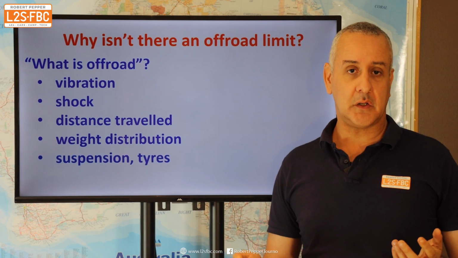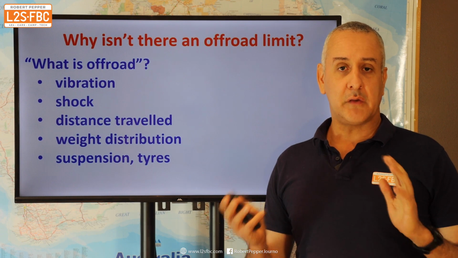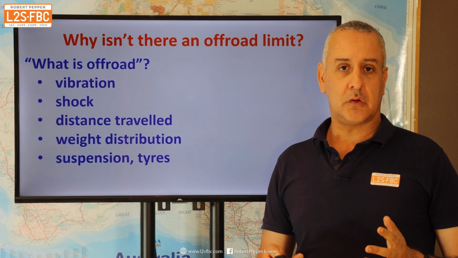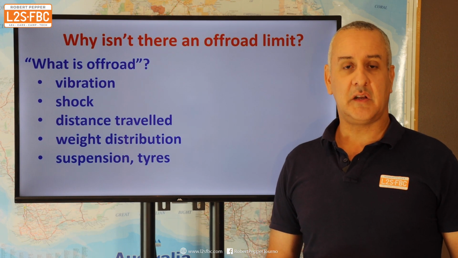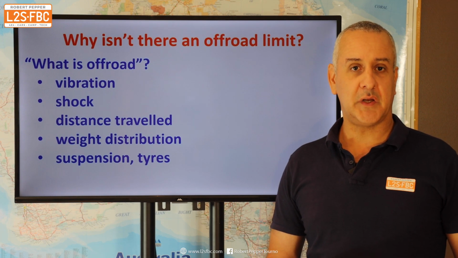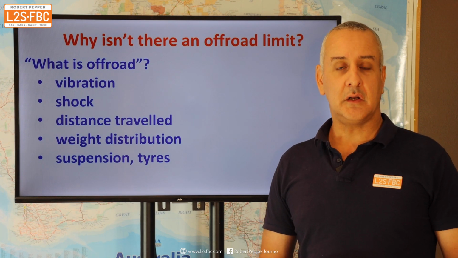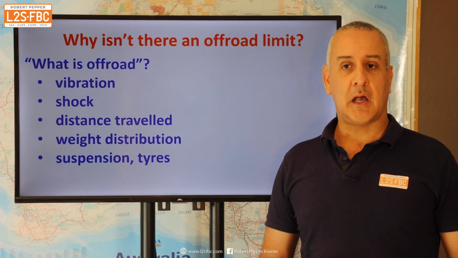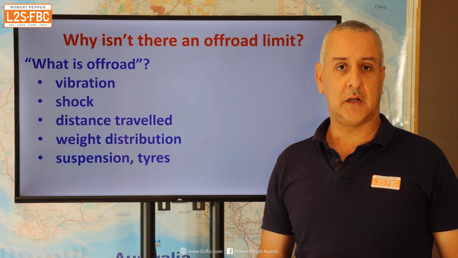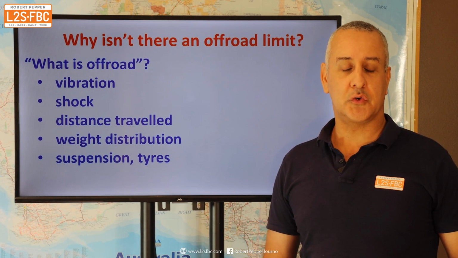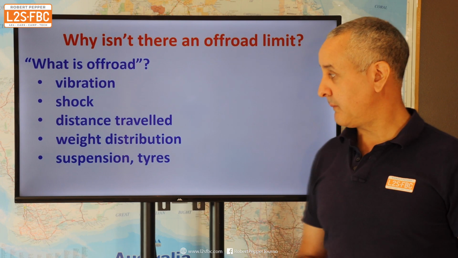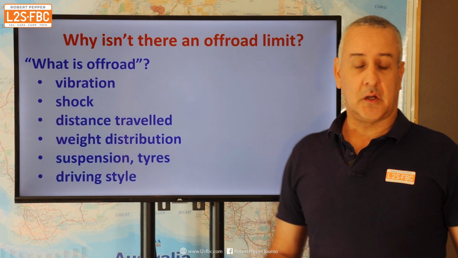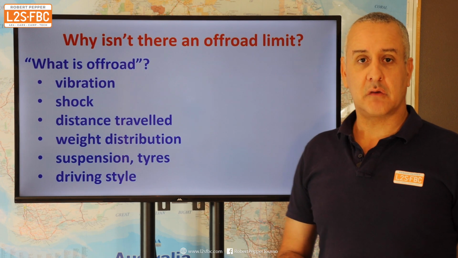Let's say you've got two vehicles, both going down the same corrugated dirt road. One's going to drive at 70 k's an hour, tyres at 22 psi, and it's got really good suspension. The other's going to do 120 k's an hour with its tyres at 45 psi and the suspension's worn. Which one's going to place more stress on the roof rack? I think we know the answer. And your driving style, so again, just how fast you go and how rough you are on the vehicle.